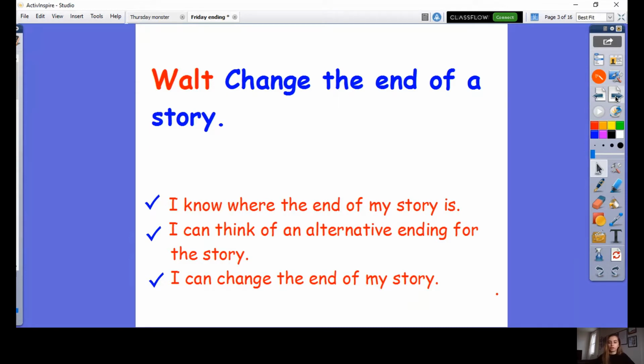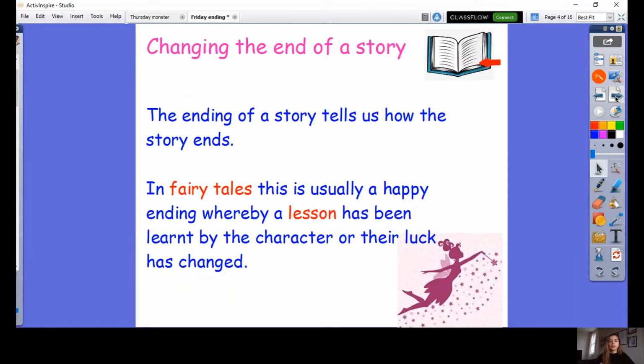So we need to think of an alternative ending for our story, and you need to know where the end of the story is. So the ending of a story tells us how the story ends. In fairy tales, there's usually a happy ending whereby a lesson has been learned by the character or their luck has changed.